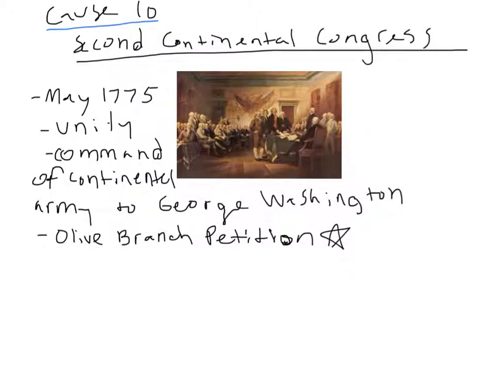In May 1775, in order to gain colonial unity after the battles of Lexington and Concord, the delegates met yet again at the Second Continental Congress. At this Congress, they gave command of the Continental Army to George Washington. They also created the Olive Branch Petition, which stated that the colonies did want to be a part of England's empire and that they would grant that the king has sovereignty. However, they did not want to pay taxes, especially not without having representation in Parliament.